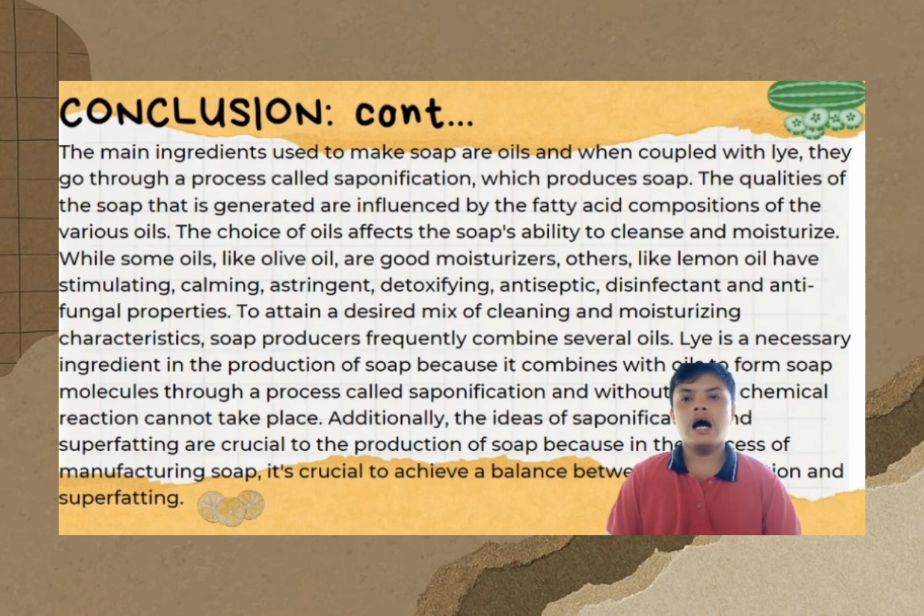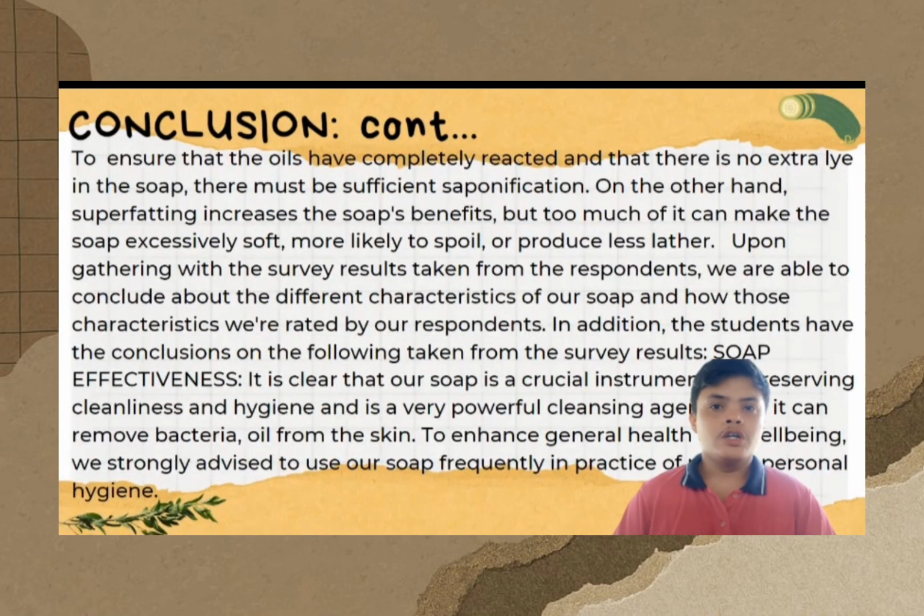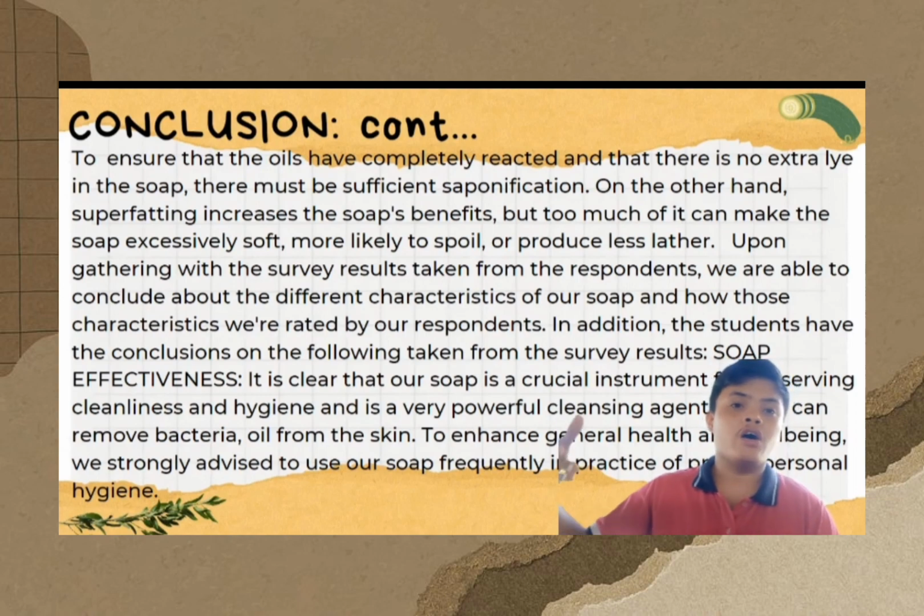Additionally, the ideas of saponification and superfatting are crucial to the production of soap, because in the process of manufacturing soap, it is crucial to achieve a balance between saponification and superfatting. To ensure that the oils have completely reacted and that there is no extra lye in the soap, there must be sufficient saponification. The chemical process called saponification is when the mixture of all the oils to be used is mixed properly with the lye solution.